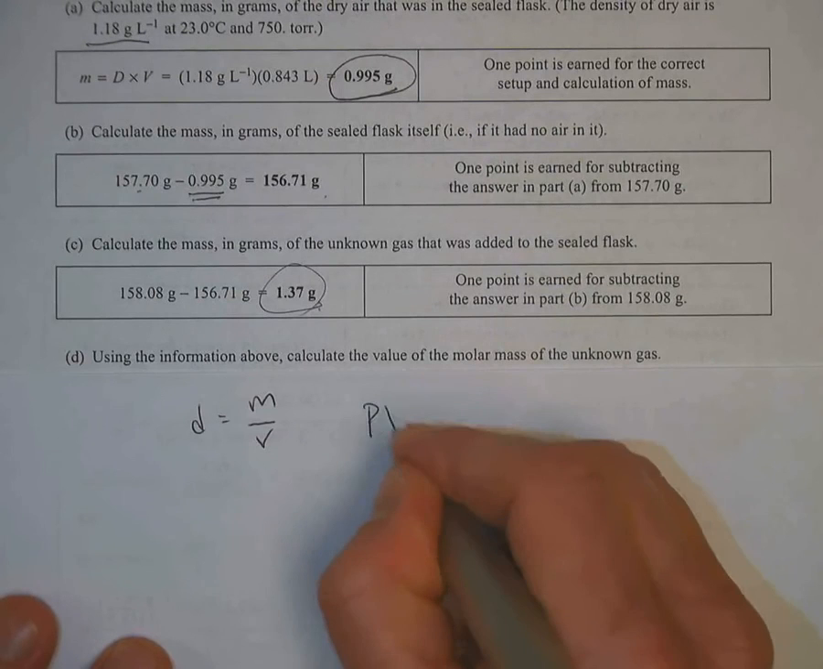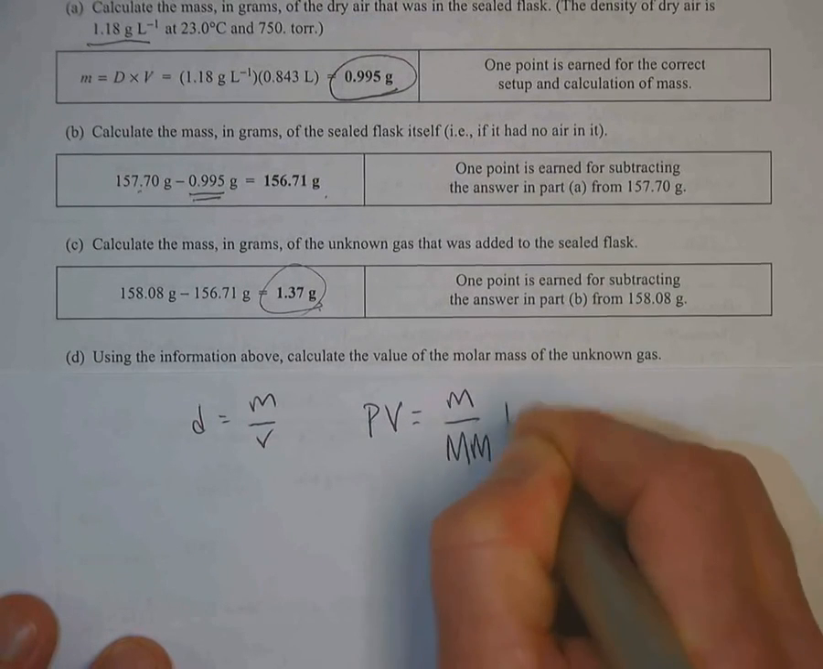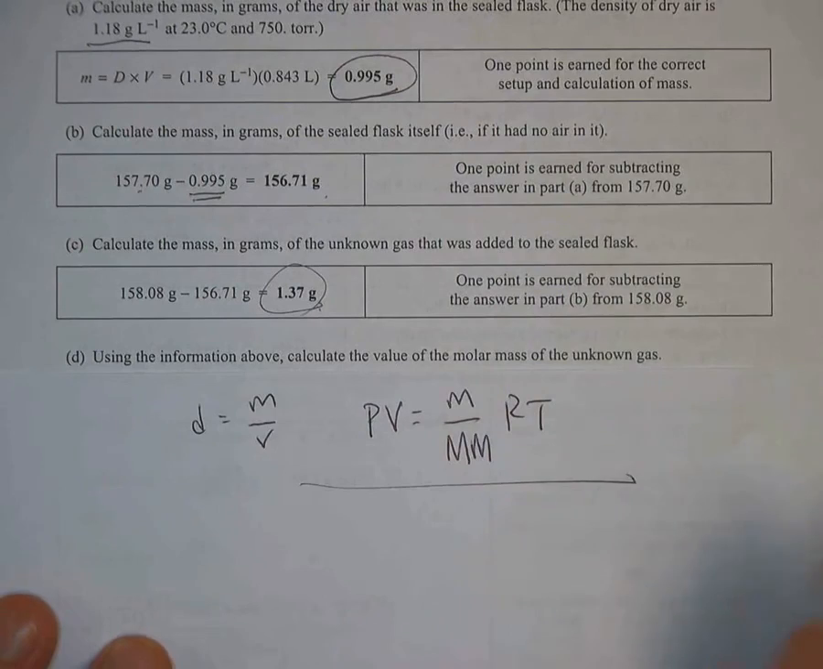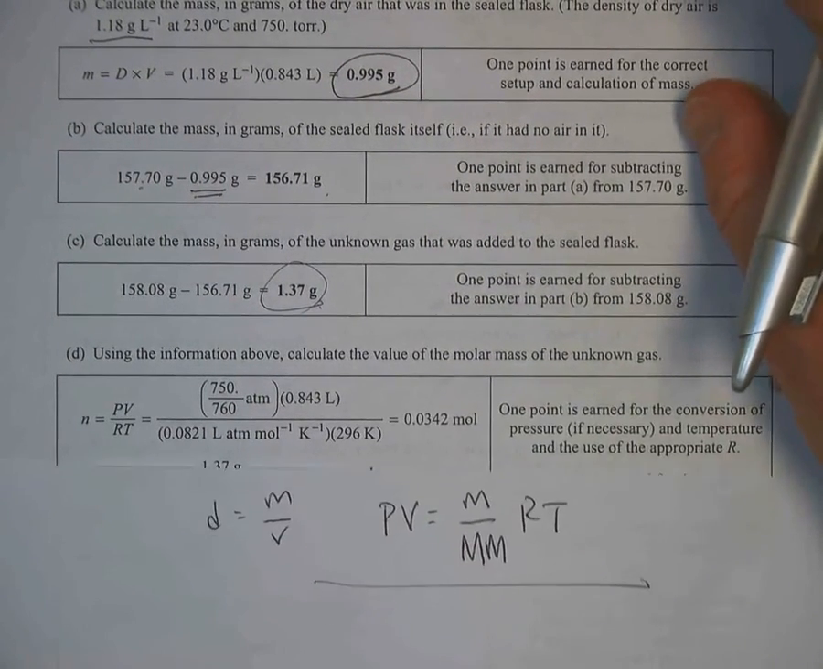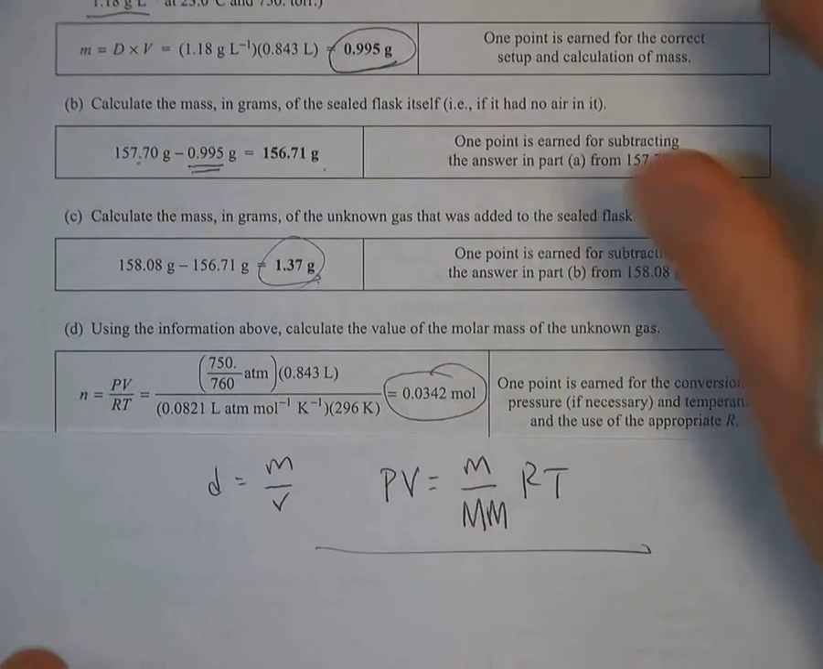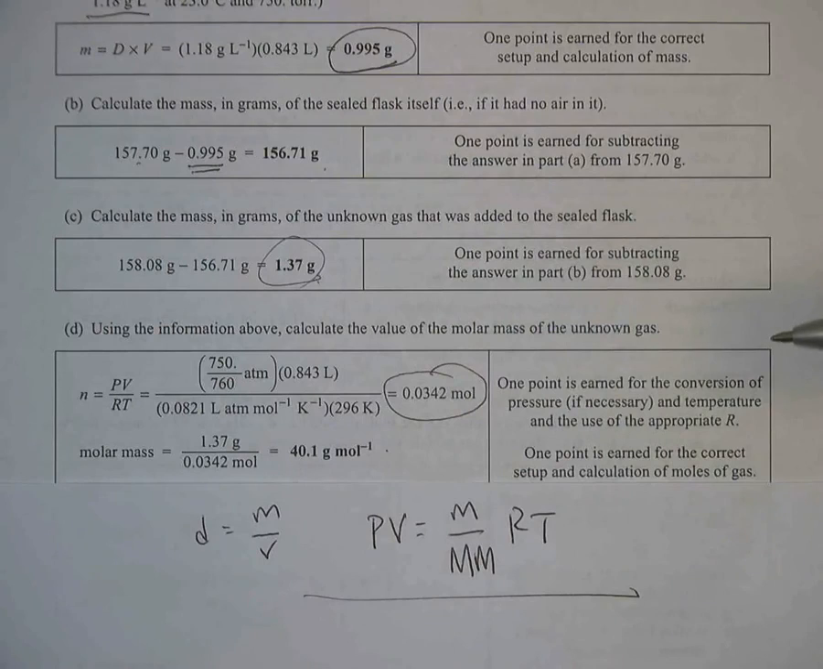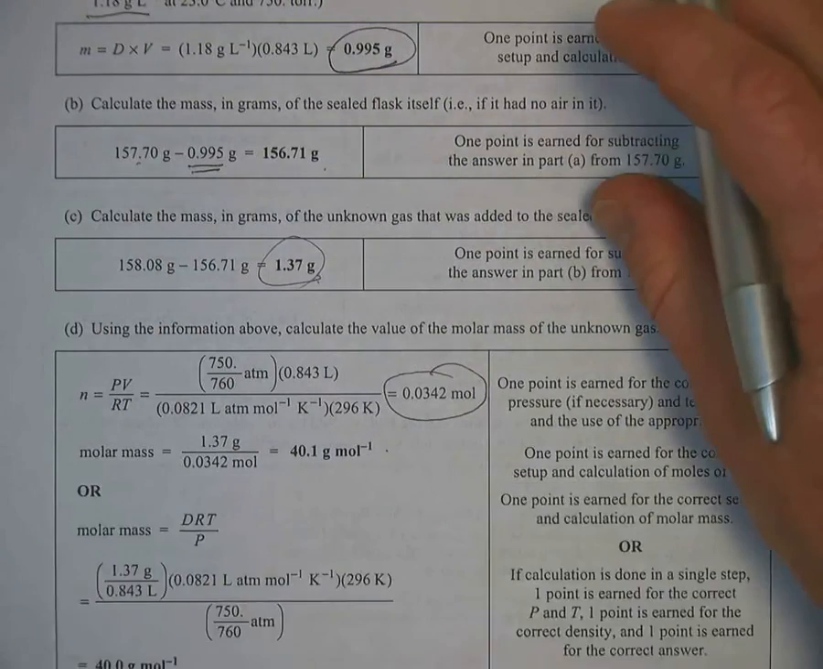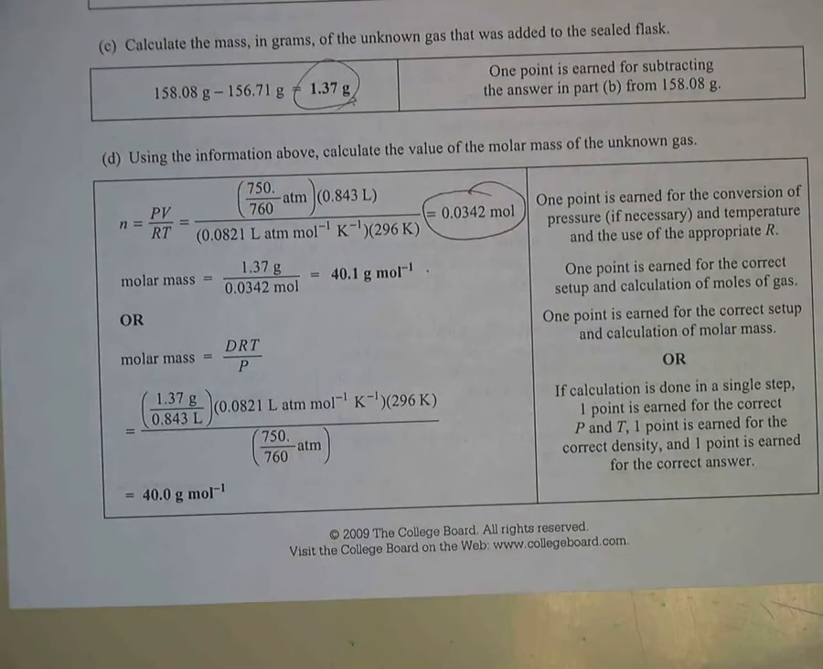And you have lots of data here. So PV equals mass divided by molar mass times RT probably becomes a realistic thing to use. And you can see right here they found the number of moles first rather than using this big equation. And then they put it into the moles equation to get the molar mass of 40.1. You could also solve it using the density equation that we talked about before. And there you go, is your molar mass question.